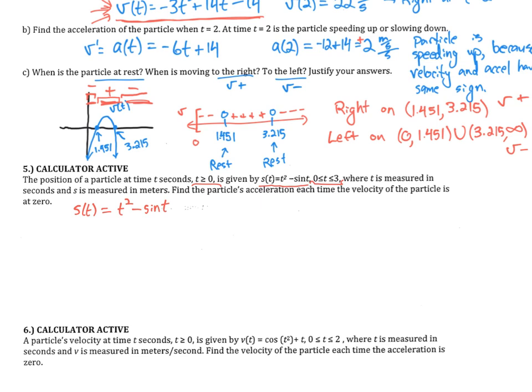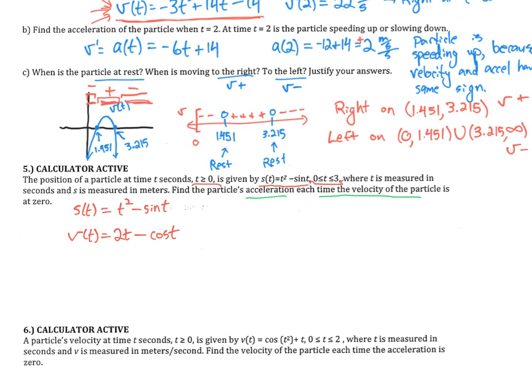And what we're being asked to do here is find the acceleration of the particle at each moment in time the velocity of the particle is 0. So the first thing we should do is find the velocity of the particle. The velocity of the particle is found by, again, taking the derivative of position. So let's go ahead and find the derivative of this position function. The derivative of t squared is 2t minus cosine of t.